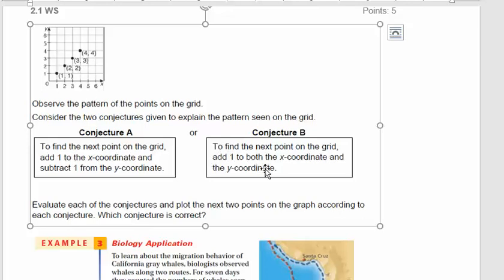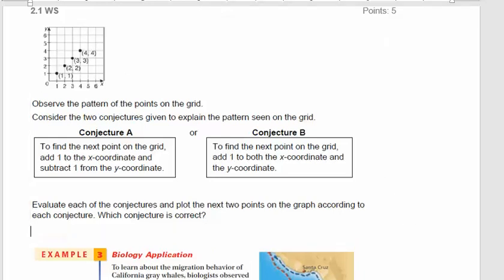Or is it conjecture B, to find the next point on the grid, add 1 to both the x-coordinate and the y-coordinate? So if I added 1 to 4 and 4, I'd get 5, 5. Does that fit with the pattern? So your answer goes here, and you're going to say something like, I think conjecture, and then you pick A or B, is correct.